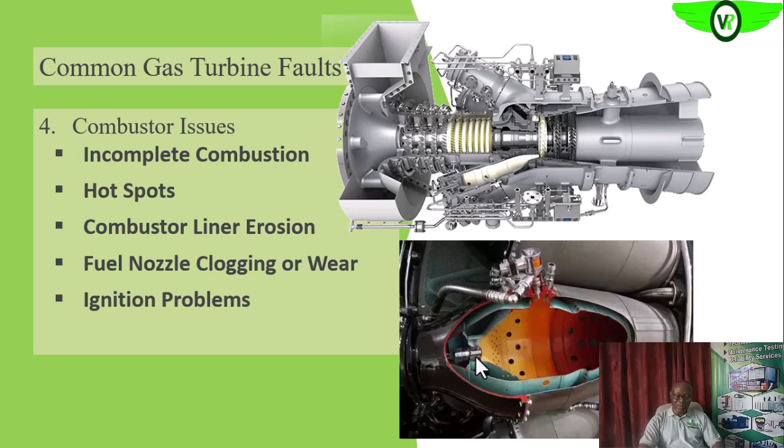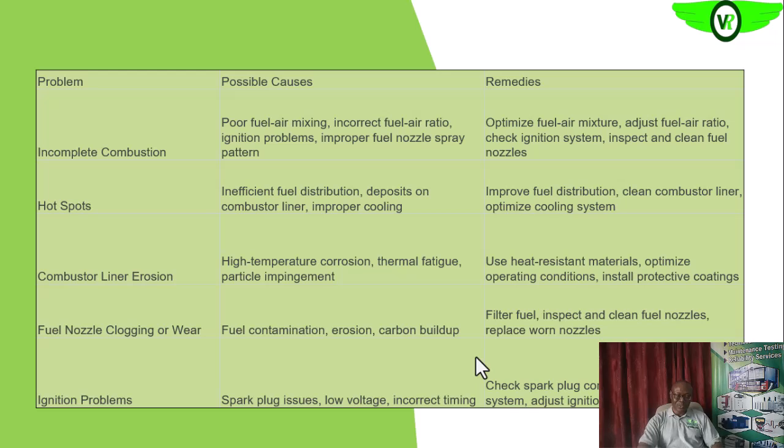Then the ignition problem: when you want the igniter to ignite, it will not ignite. Are you getting it? More than enough fuel will have been injected, distorting the air-fuel ratio, before ignition finally takes place and causes serious issues within the compressor. So here is a summary of some of the problems: incomplete combustion, hot spots, liner erosion, nozzle clogging, and ignition problems.